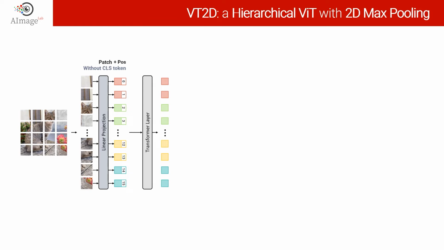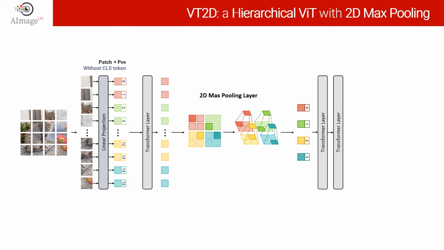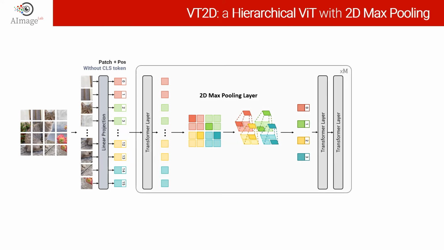We now execute the 2D max pooling. First, we rearrange the sequence of tokens into its original spatial configuration. Bidimensional pooling is then applied to connect different patches and downsample the sequence length. The downsampled visual tokens are added with a set of new learnable positional embeddings. The result goes through two additional transformer layers, and these steps are repeated m times.